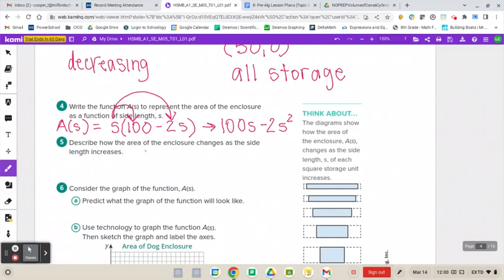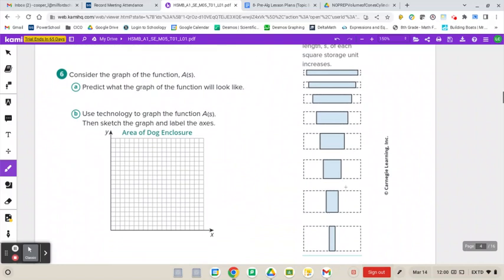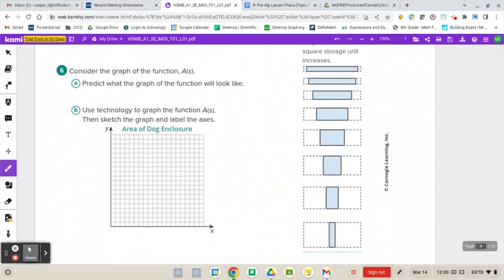Describe how the area of the enclosure changes as the side length increases. Let's look over here. I really like this diagram. Remember, it can get as wide as it wants, right? What happens as it gets wider? Area increases. The area of the enclosure decreases. Look at these pictures right here. See, as this is getting wider, the space I have for my dog training seems to be getting a little bit smaller. Well, it kind of gets bigger and then gets smaller, but we'll talk about that.